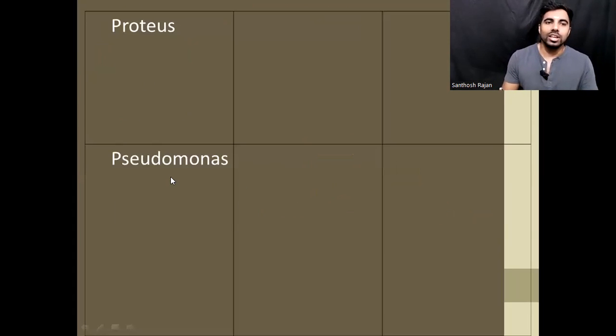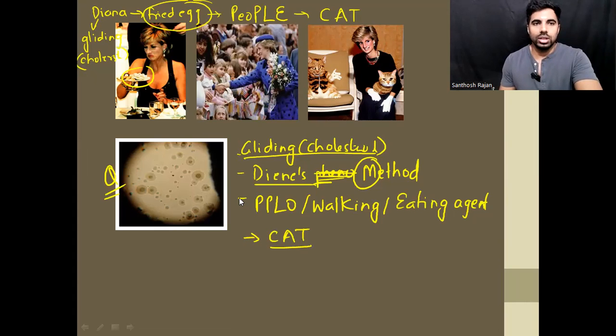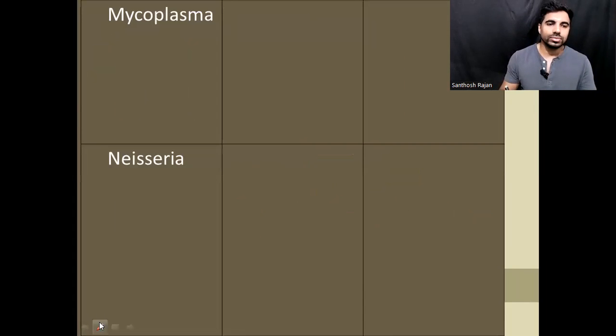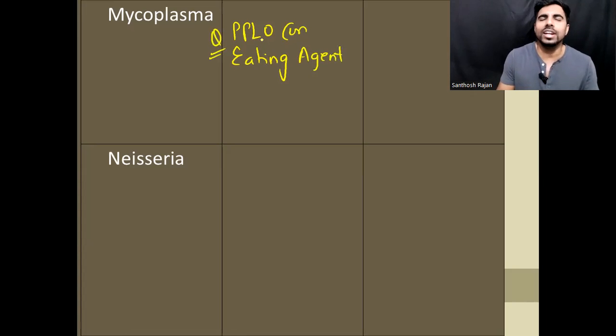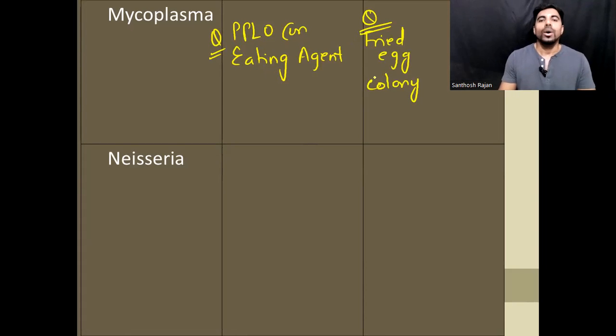So now I'm going to write here. So mycoplasma, the agent name is PPLO or eating agent. Eat. Okay, she eats the fried egg. Who? Diana eats the fried egg. Eating agent, that's a question. PPLO agent. People, Diana. Eat. Who is eating? Diana. I showed you the picture. Diana was eating fried egg. So fried egg colony. Isn't it difficult now? Is it difficult? I don't think so. It's very easy.